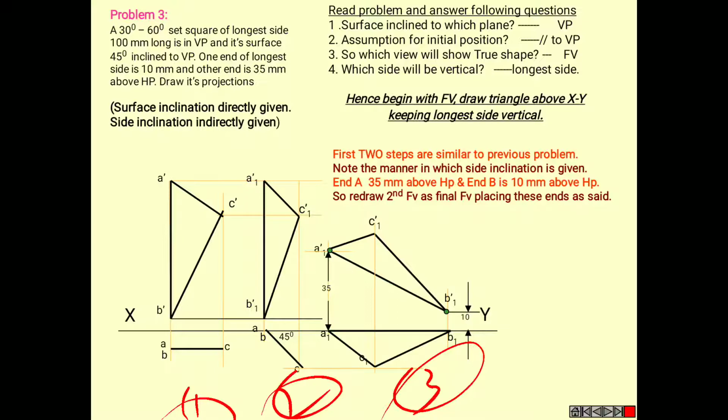Just read the problem once or twice. You need to analyze and read the problem carefully, and you need to answer the following questions. There are 4 questions given in it. From that you need to analyze which surface is what, where its position is, and where the true shape is being seen. These cases are to be analyzed by yourself. Unless you analyze these, you cannot make the diagram. So you cannot make the diagram blindly.